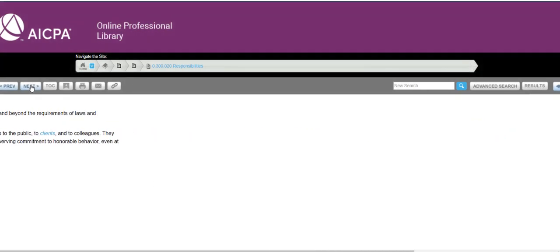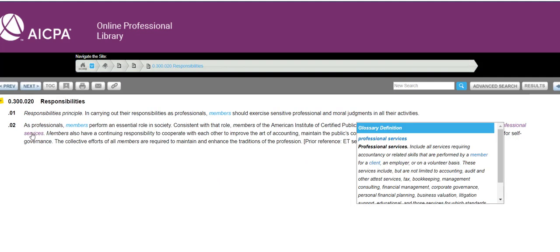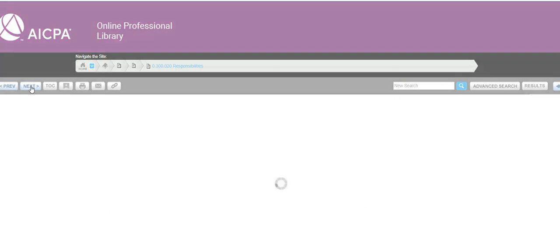So some principles. To do that, we have responsibilities. This reiterates who we have responsibility to in our providing of professional services. If you hover over these, you'll get more definitions as you go through it.